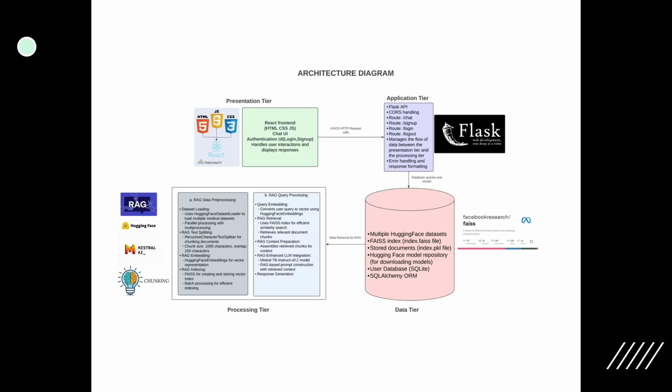The user interacts with the React frontend, sending Axios HTTP requests to the Flask backend. The Flask backend processes these requests, performing authentication if needed, and interacts with the data tier through database queries and results. For chat functionality, the application tier initiates the AI processing by sending requests to the processing tier. The processing tier retrieves necessary data from the data tier, that is the RAG, processes the query, and generates a response. The response flows back through the application tier to the presentation tier, where it is displayed to the user.